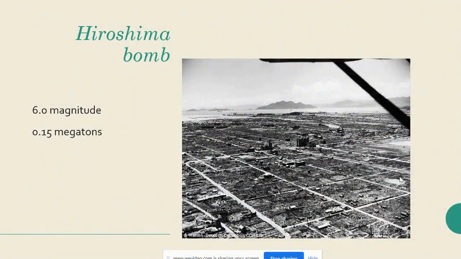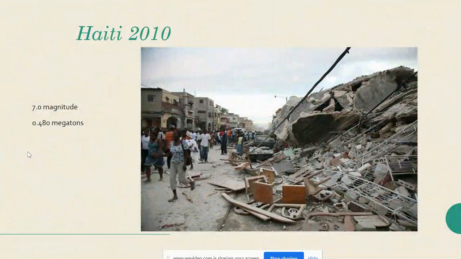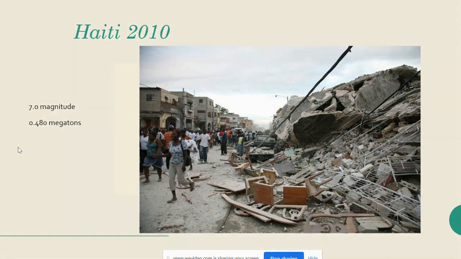Here's a little look at each of these magnitudes just to give you an idea. The Hiroshima bomb at 6.0 magnitude, about 0.15 megatons of energy. 6.9 in Loma Prieta. This was the World Series earthquake I described earlier. Then we have the Haitian earthquake of 2010. This was a 7 magnitude earthquake, which is equivalent to about almost 0.5 megatons in energy release.